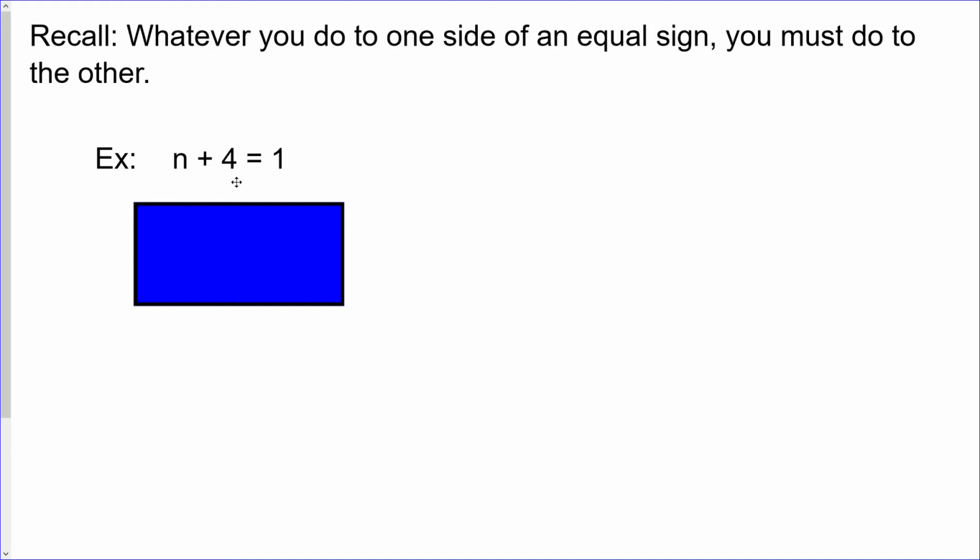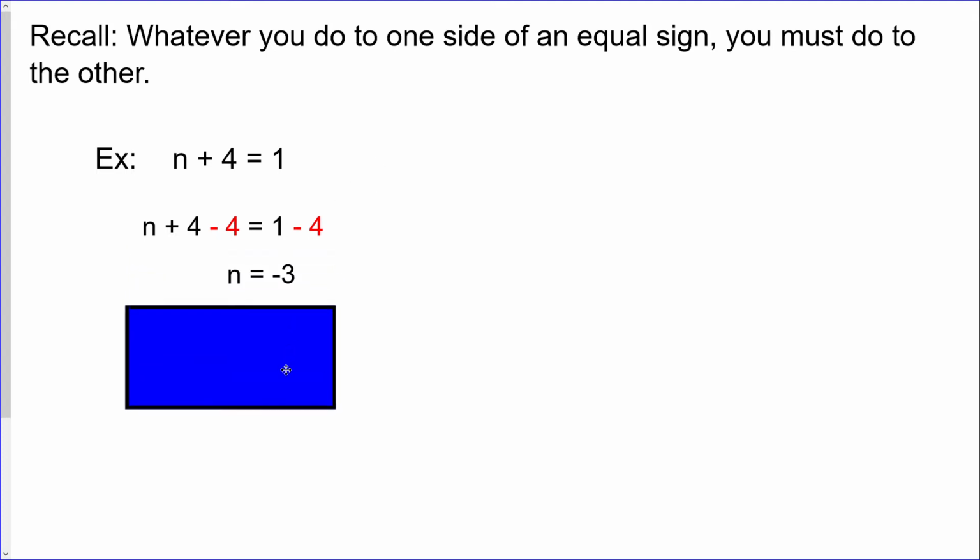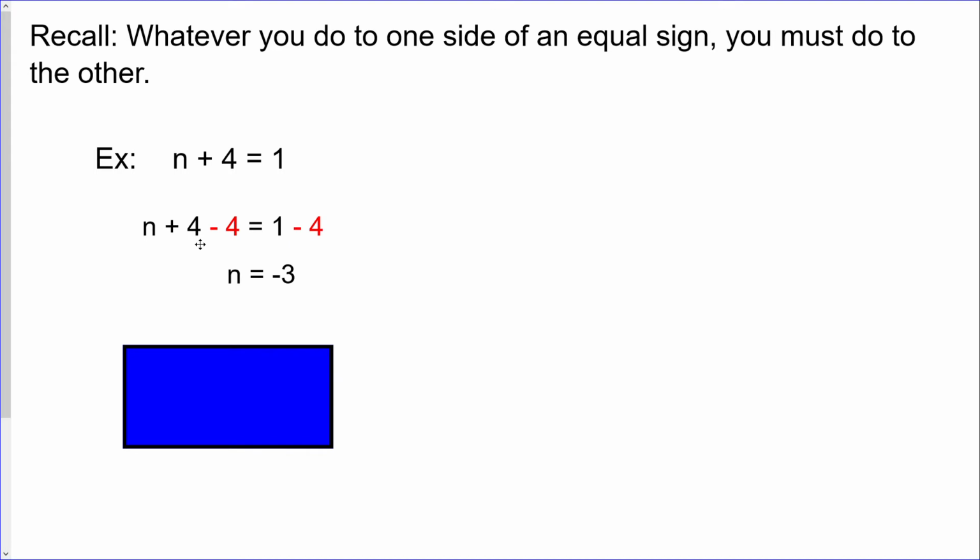Alright, so when we're adding 4 here, we want to make that go away by doing the opposite operation, which is subtract 4. Okay, so you would do plus 4 minus 4. But you must also subtract 4 from the other side of the equal sign. So I put it in red to emphasize that. Okay, the plus 4 minus 4 turns into a 0, effectively goes away, and the n equals -3.